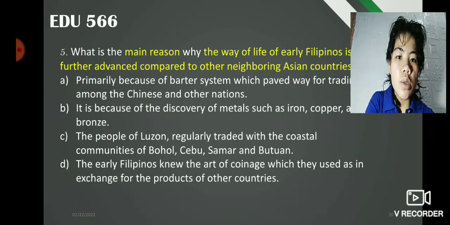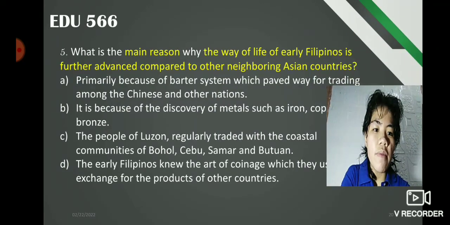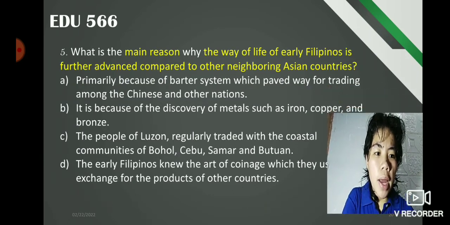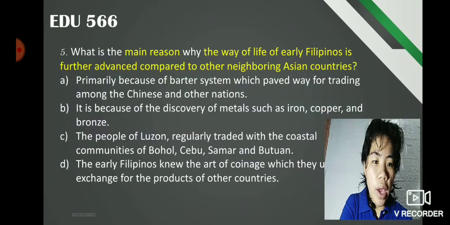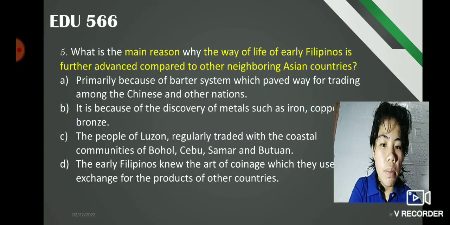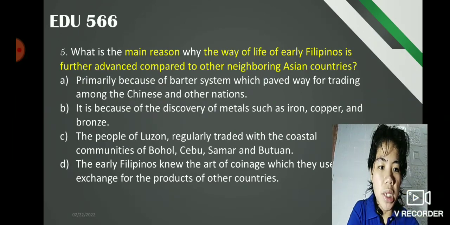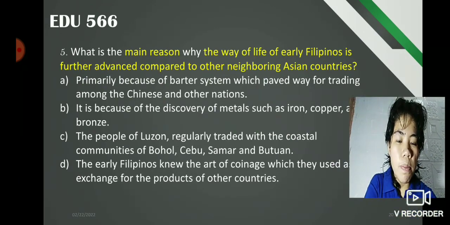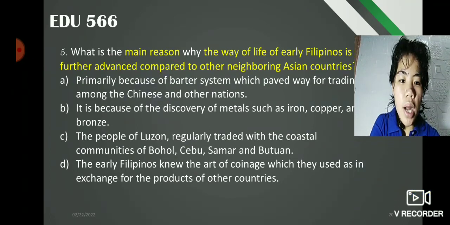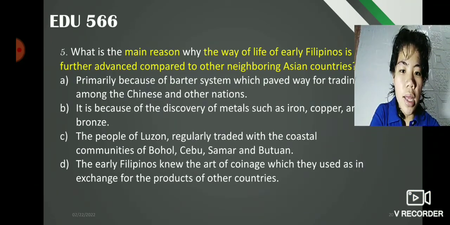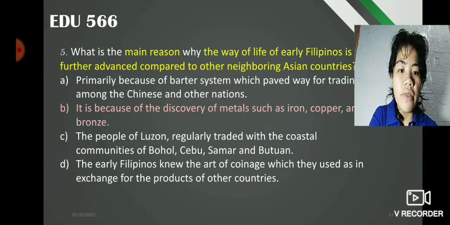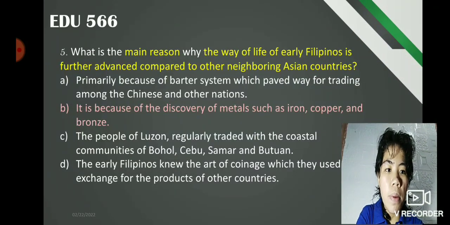Next is, what is the main reason why the way of life of early Filipinos is further advanced compared to other neighboring Asian countries? A. Primarily because of the barter system which paved the way for trading among the Chinese and other nations. B. Because of the discovery of metals such as iron, copper, and bronze. C. The people of Luzon regularly traded with the coastal communities of Bohol, Cebu, Samar, and Butuan. And D. The early Filipinos knew the art of coinage which they used as an exchange for the products of other countries. The answer here is because of the discovery of metals such as iron, copper, and bronze.